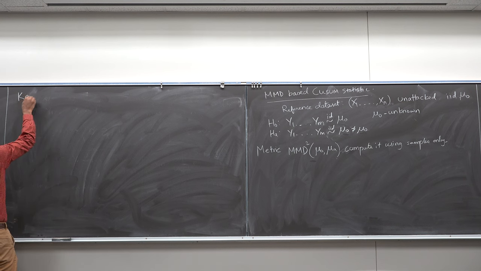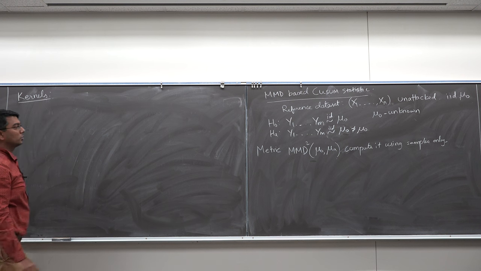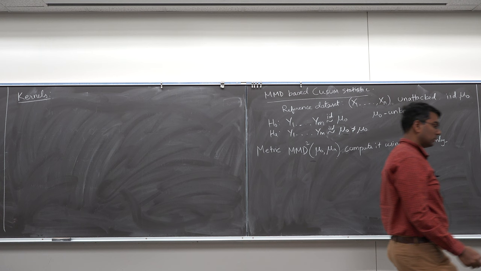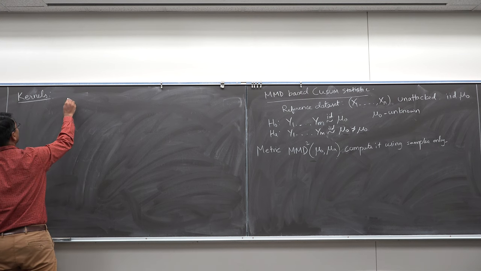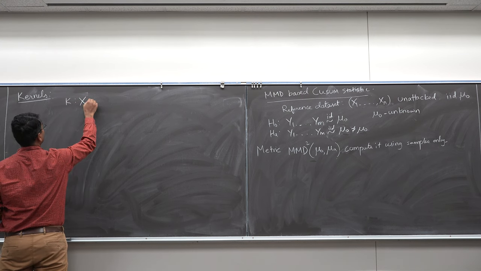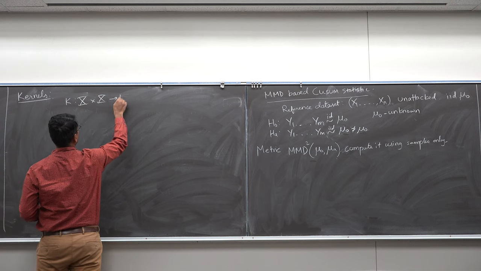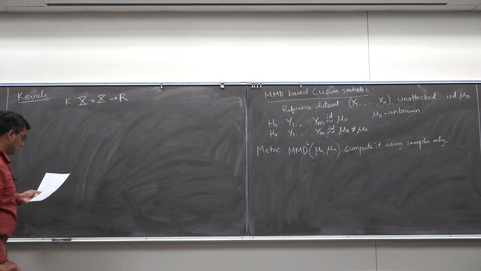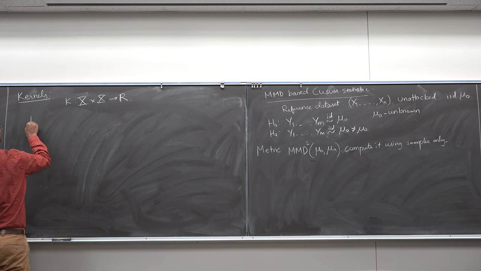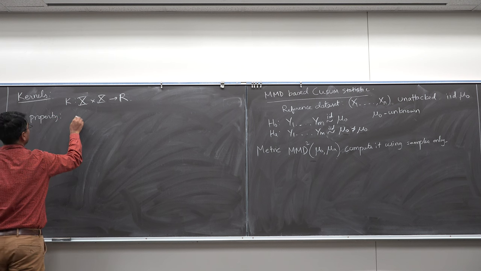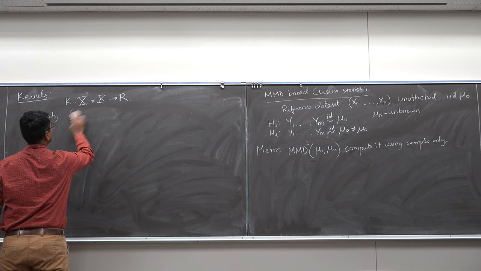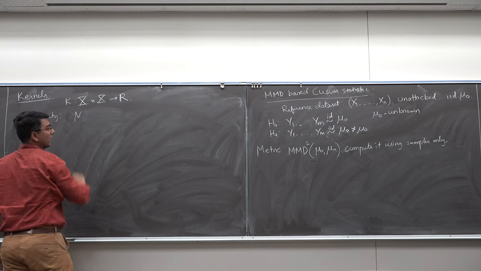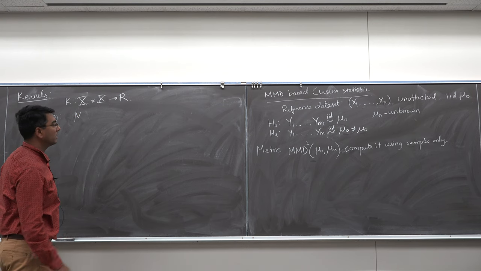So kernels. There is something called a reproducing kernel Hilbert space, which I don't want to discuss today. But one of the core ideas of reproducing kernel Hilbert space is something called a kernel, K, that maps X cross X to R. And the property is, K(Xi, Xj) creates a matrix. Am I using capital M yet? No, I'm not using capital M, right? Okay.